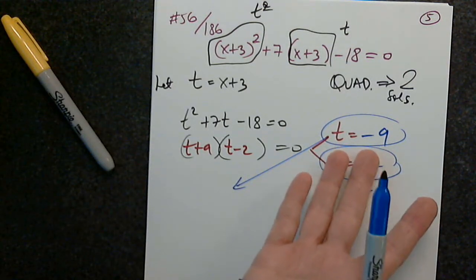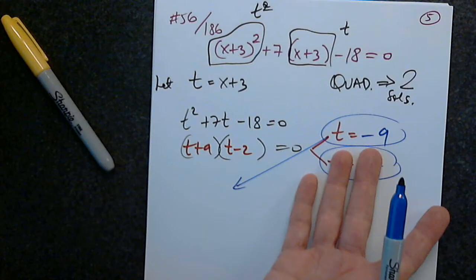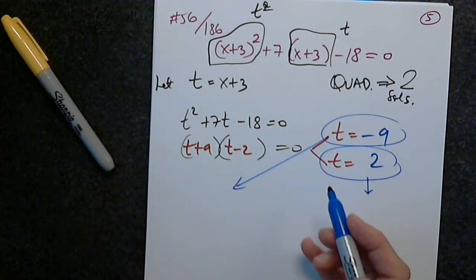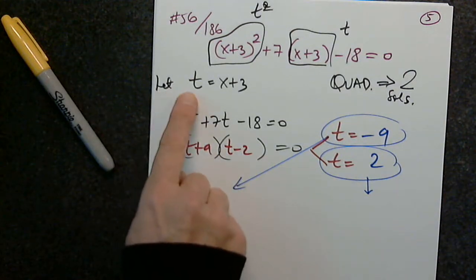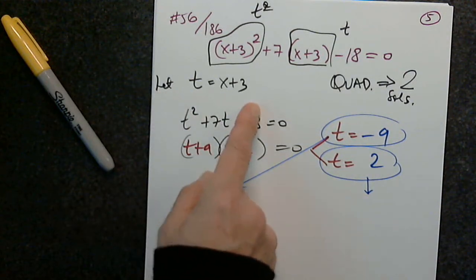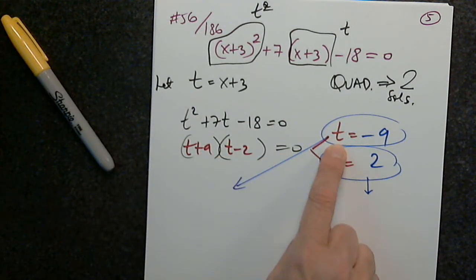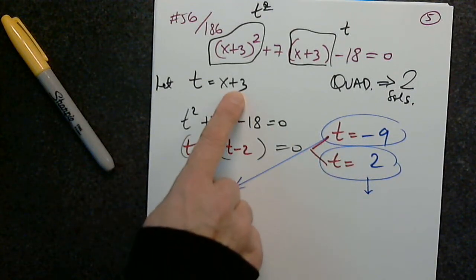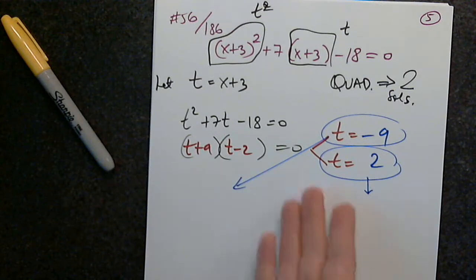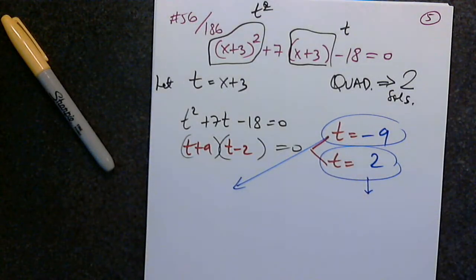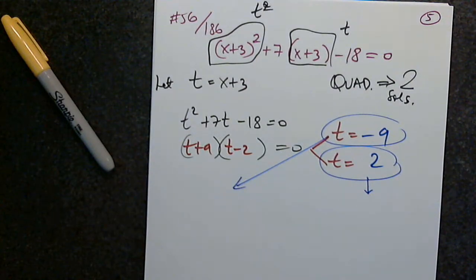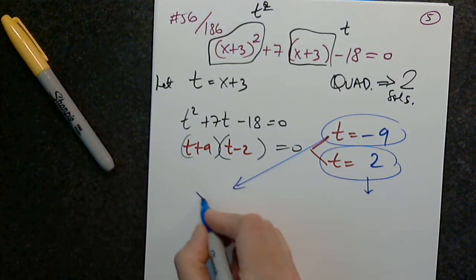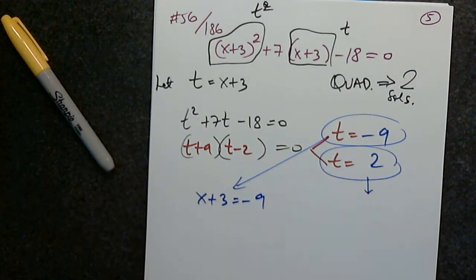So what do I have here? But why? It says let t be x plus 3. Why would you replace this by something squared? T is x plus 3. You can't put a squared in there or anything like that. You can only replace t by x plus 3. There is nothing else. So the first equation is x plus 3 equals negative 9.